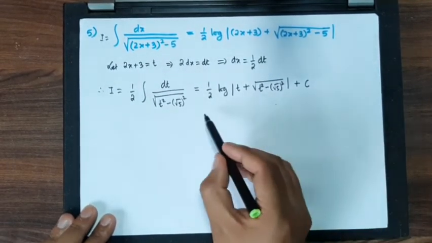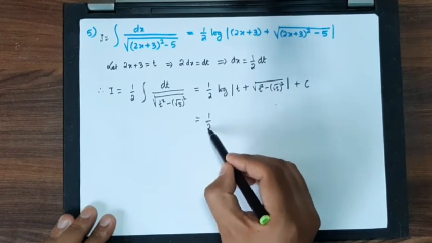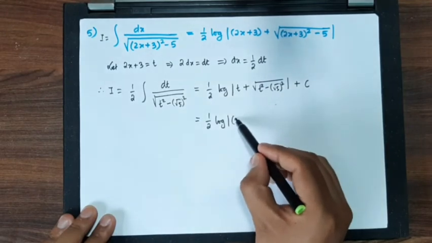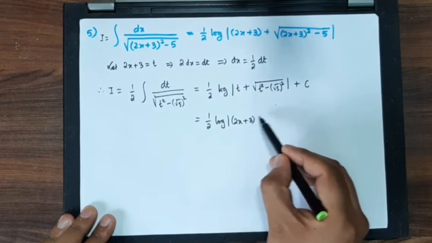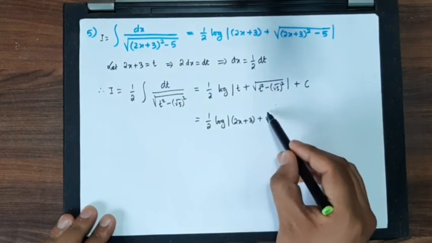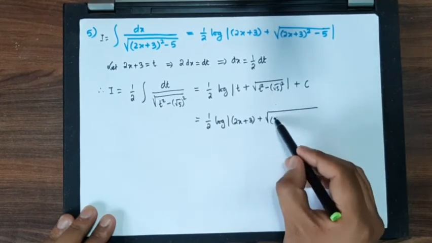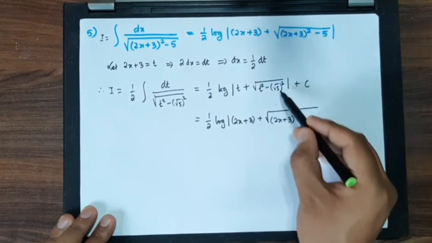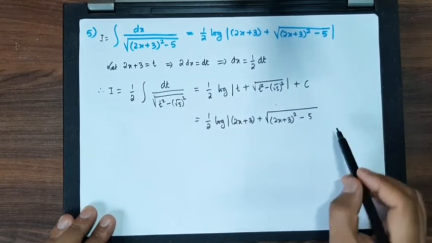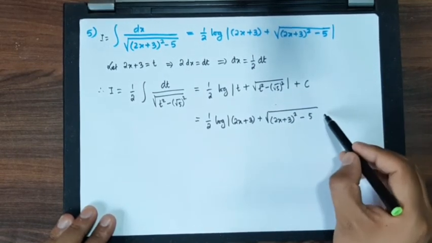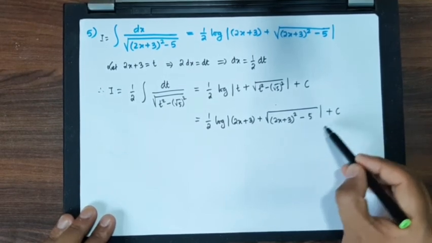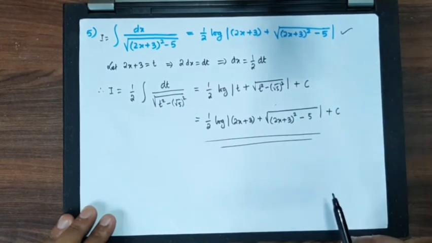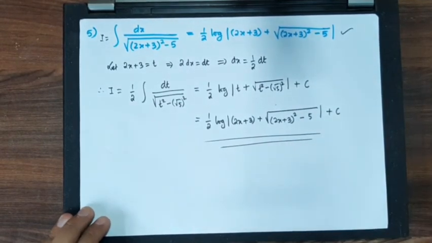Now let us resubstitute the value of t. So half log, how much is t? t is equal to 2x plus 3, plus square root of, t is again 2x plus 3, and since there is a square, so square, minus root 5 square, and how much is root 5 square? It is 5, right? So this gives me my final answer for this particular question. You may pause the video to note down.